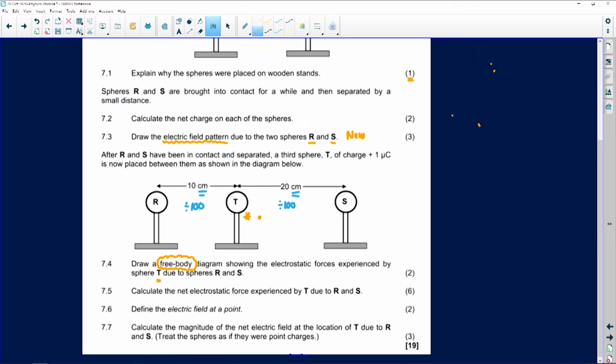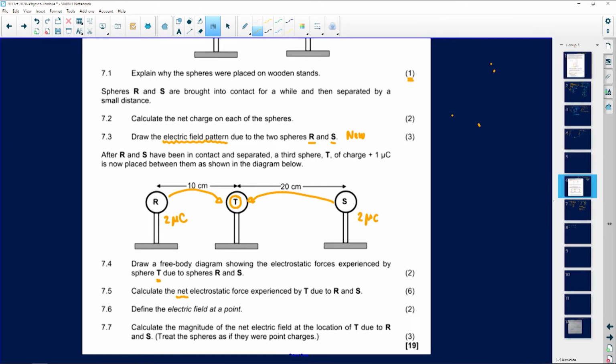Let's see, number 7.5 says calculate the net. Remember, the word net means total in physics. Electrostatic force experienced by T due to R and S. So what are they telling us? Just want to erase all of this. They are telling us, okay, here we have put T into question. How is this one affecting T and how is this one affecting T? Now remember, we calculated that the new charge of R was 2 microcoulombs and of S was also 2 microcoulombs. Electrostatic force due to S on T. Let's calculate what we're going to have there.